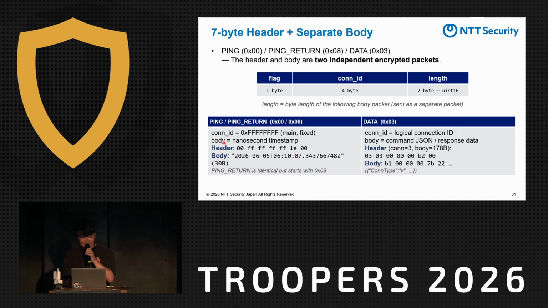And for data, the connection ID is a logical connection ID, and the body is command JSON or response data. In the example, the header is 03, 00 B2, 00, connection ID equals 3, and the body is 178 bytes. And the body is JSON such as connection type, and so on.